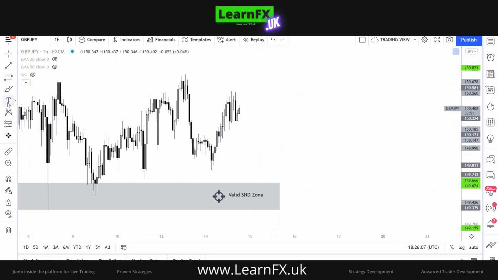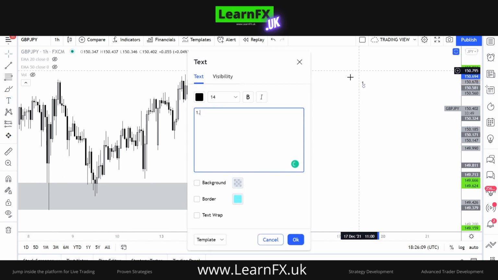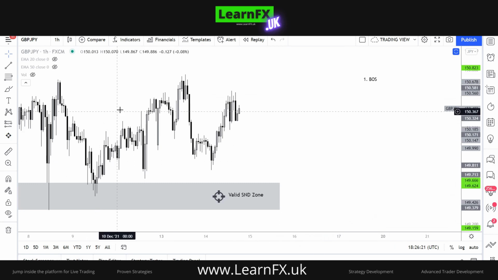So the first thing we're going to look for in our 4-step process is we're going to want to identify a break of structure. You can see that we've got higher highs, higher lows, higher highs, higher lows, and we've got a nice impulsive break of structure to the downside. Okay, so that's the first thing that we're going to look for in our 4-step process.